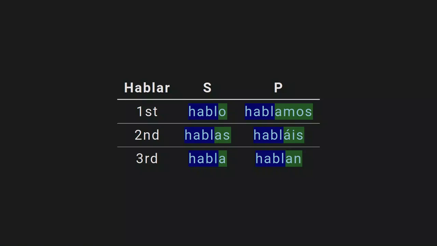So habla. And we can just look at the other examples, hablamos, habláis, hablan, and see that a similar pattern is occurring here, where we have our endings that actually communicate the grammatical person, and we have our endings that indicate the number as well, singular or plural.